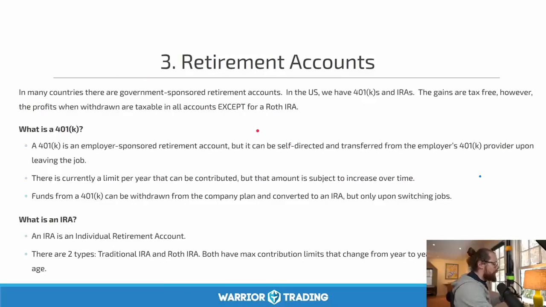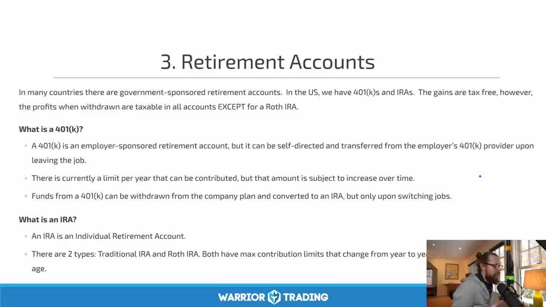Now, the third account type is a retirement account. And again, this is primarily for US residents. So I'm sorry for international traders, this may not be as relevant for you, but we'll just run through it. So we have in the US government-sponsored retirement accounts, and they're government-sponsored because the government has allowed us to not pay any income tax on those accounts while they're growing.